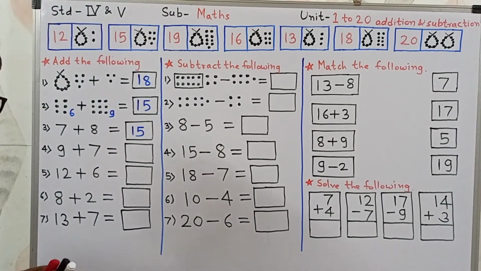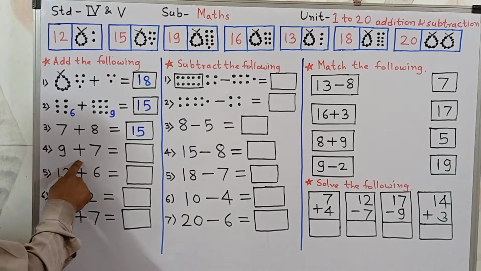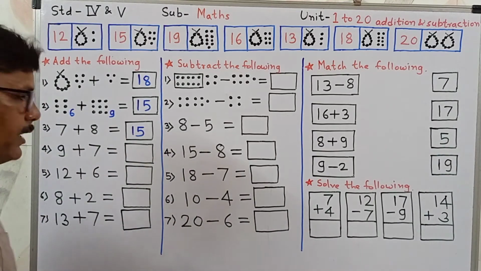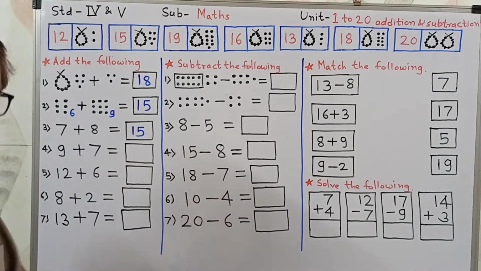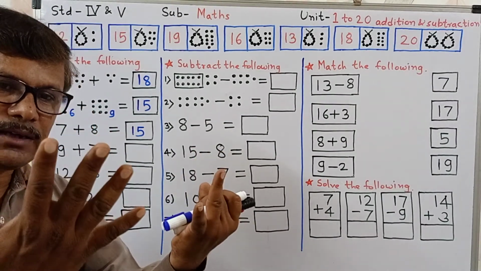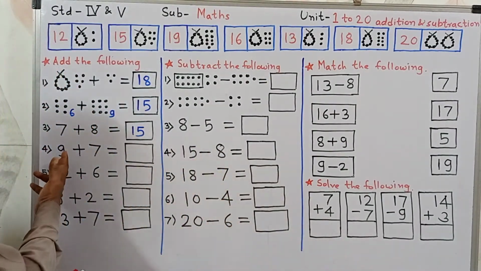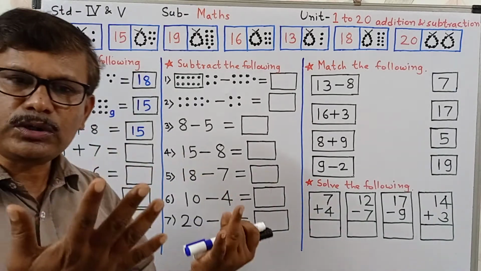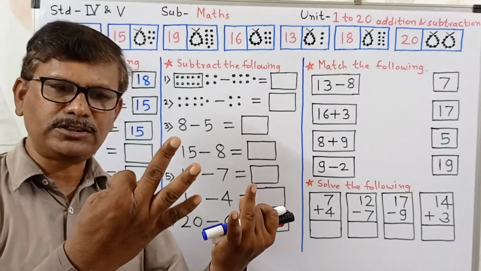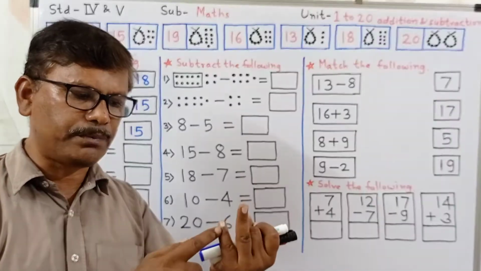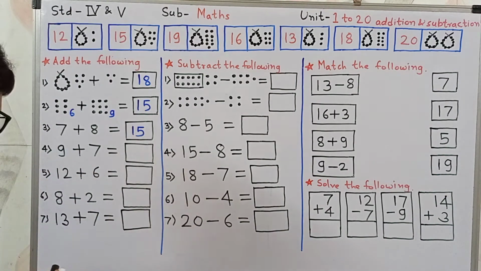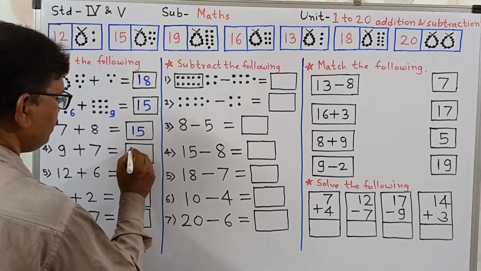Understood? Okay. Now 9 plus 7. Which is the smaller number? The smaller number is 7. So take 7 fingers and count after the bigger number. The bigger number is 9. After 9, 10, 11, 12, 13, 14, 15, 16. The addition of 9 plus 7 is 16. Understood?